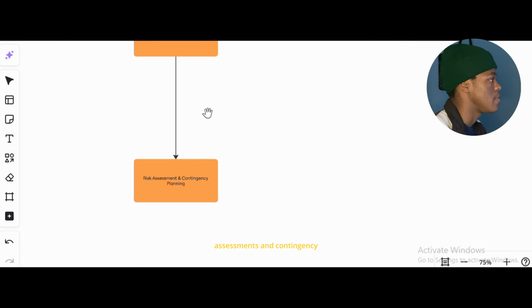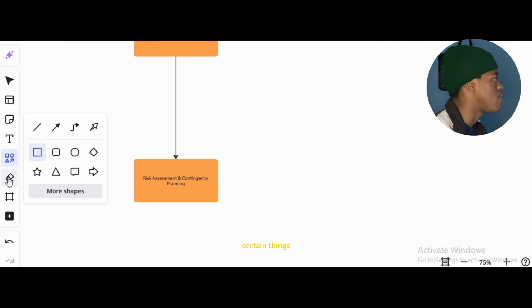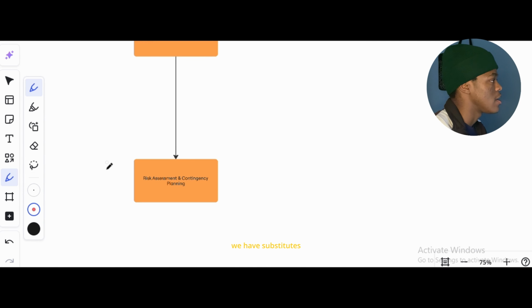And lastly, risk assessments and contingency plans. If things might not go our way, we need to assess the risks that are possible. We need to make sure that we have medics or medical support in our events, that people don't get dehydrated, and that we have substitutes for certain things.